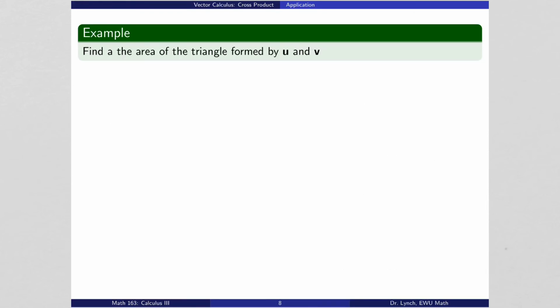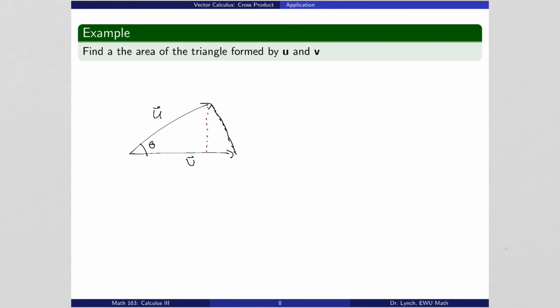Okay, one final application here is that we can use the cross product to find the area of a triangle formed by two vectors. So again, the way we do this is through a little bit of trigonometry and the geometric interpretation of the cross product in terms of the sine of the angle between the two vectors. So here I've stylized this triangle formed by U and V by trying to connect the ends of U and V to make a triangle here, and then thinking about the height of that triangle, which ends up being related to the opposite side and the hypotenuse of the angle between the two.